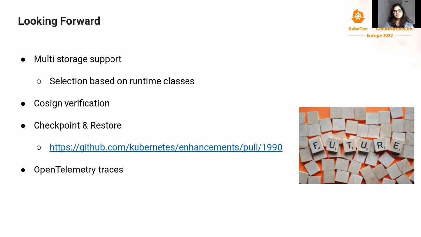The next one is cosign and signature support, which allows signing a container image and storing that signature in the registry that can be used for image verification later on. A lot of work is being done in the containers image library for this, and once that is ready, we will be adding support for it to Podman and CRI-O.